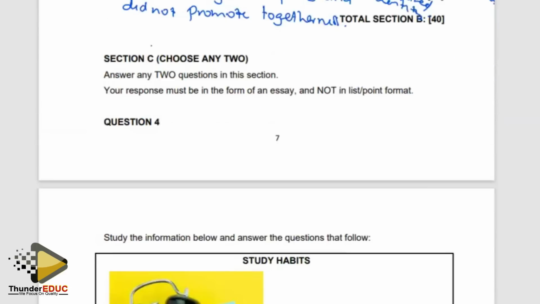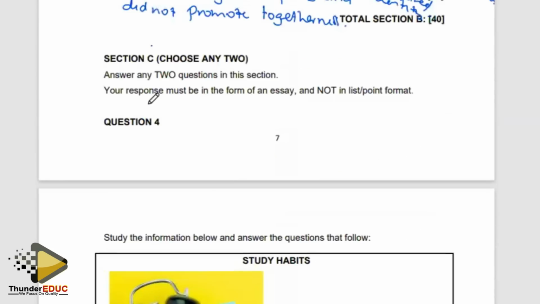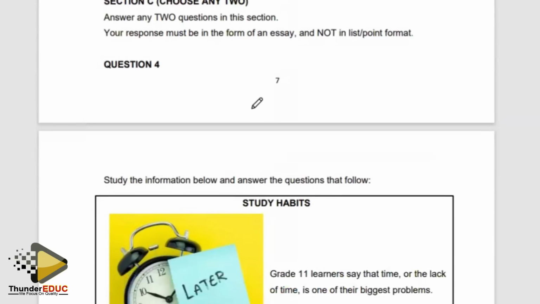Right. Then let's look at section C. With section C, you need to choose any of the two. You choose any of the two questions, meaning you are going to answer any two of the questions, right? There are how many questions? From 4. You need to choose 2. Answer any 2 questions in this section. Your response must be in form of an essay and not in a list or point form.